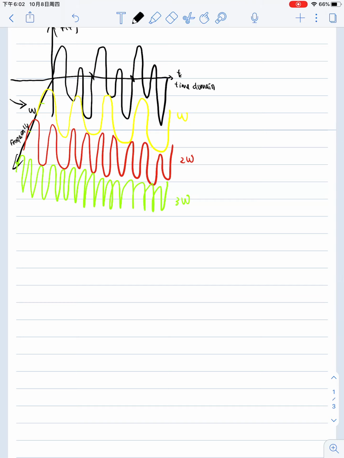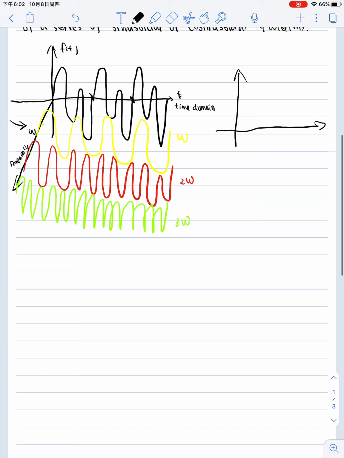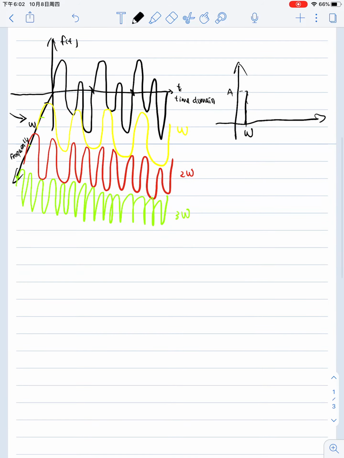Also, if we look this way, we can get a function like this. This is omega, and we have the amplitude, maybe a1, and also 2 omega with a2, and also 3 omega. This is the third sine function, S3. So we know the amplitude, the frequency, and also the initial phase.